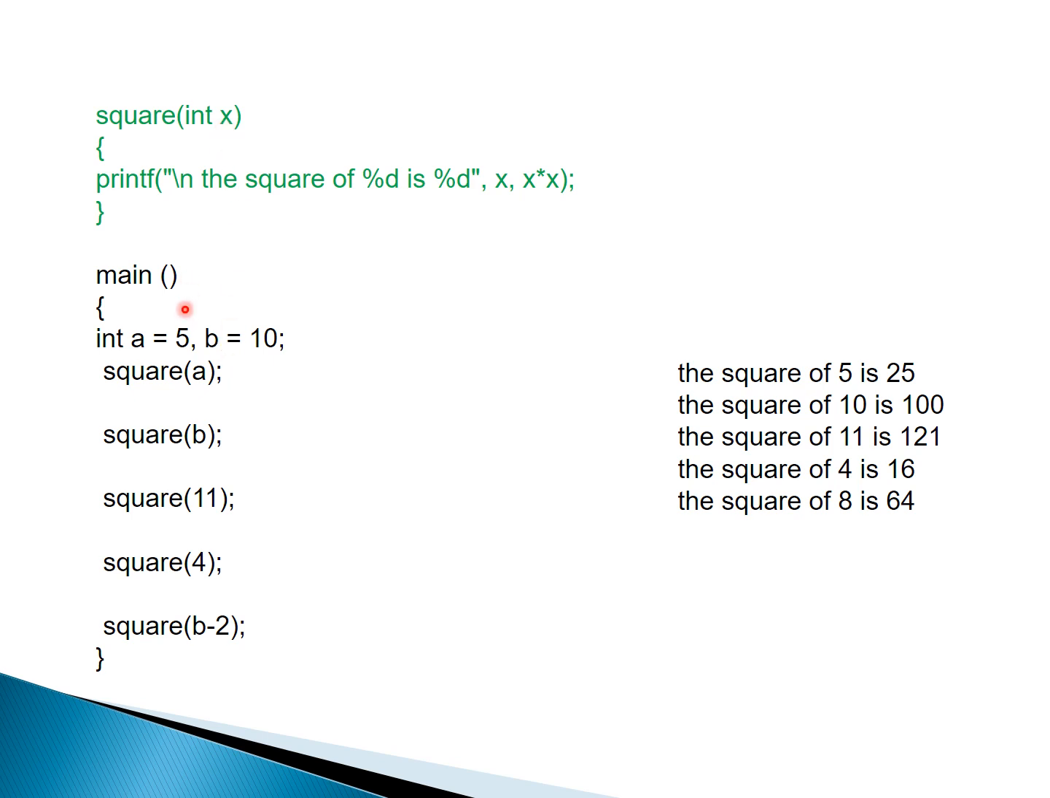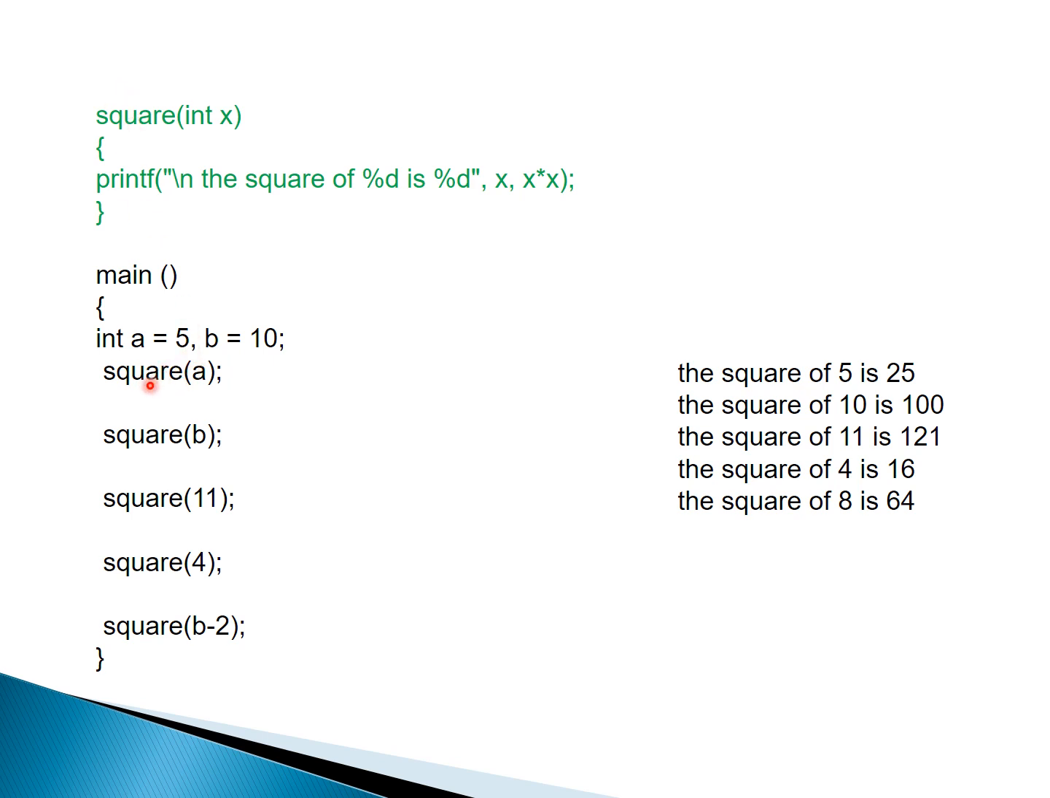So let's have our example. This is our main function. It starts here, and we have two integer variables, a and b. The value of a is 5 and the value of b is 10. And here we have function calls, 1 2 3 4 5. So we have 5 function calls, and these are arguments, because these values will be sent to the square function, because you are calling square.